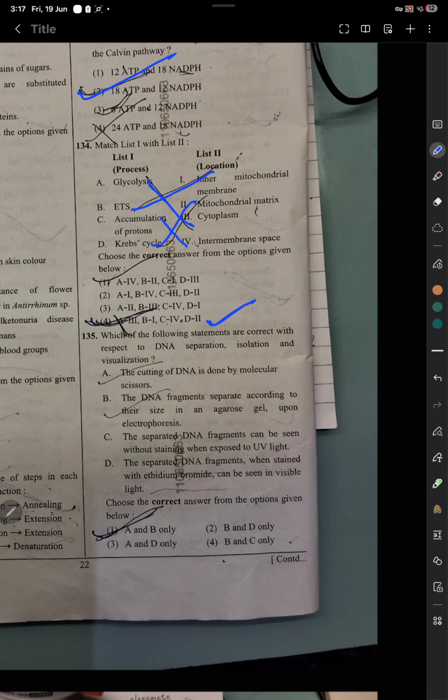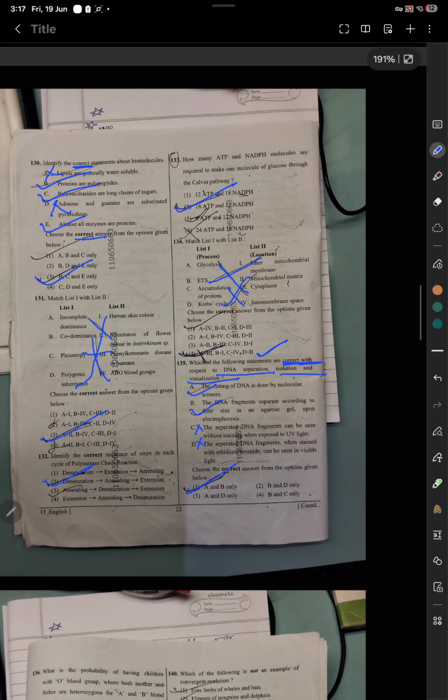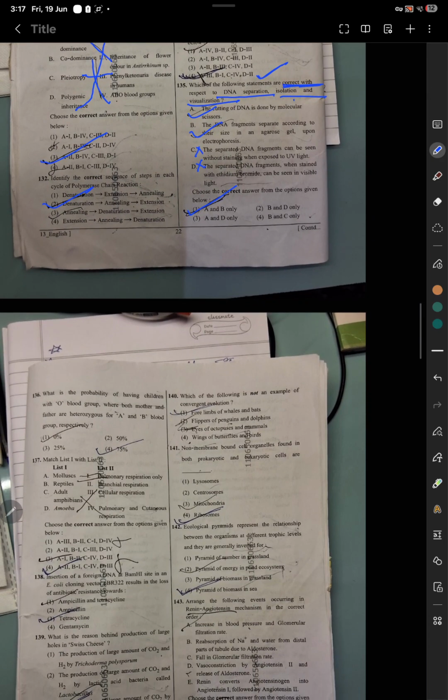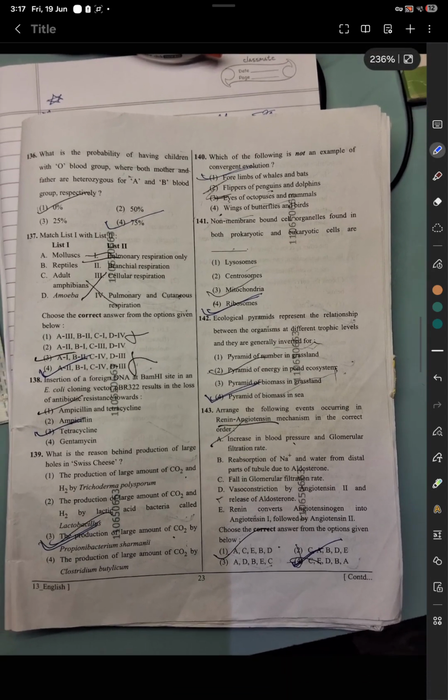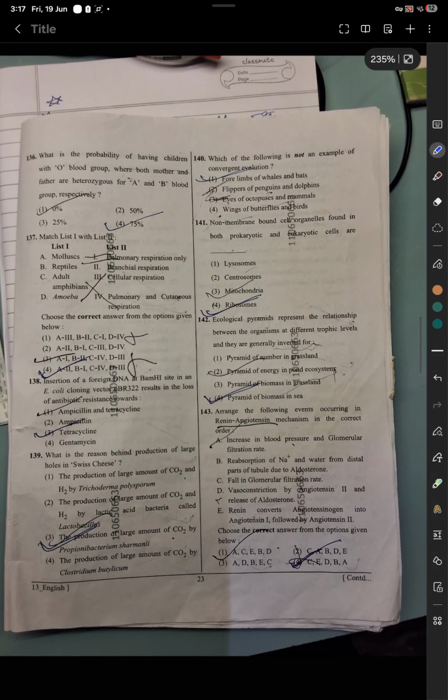Which of the following statements are correct with respect to DNA separation, isolation and visualization? So it's asking correct statements with respect to these. So your option 1 is correct. A and B are correct, C and D are not correct. Let's move to question number 136.